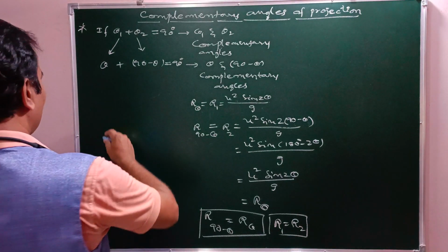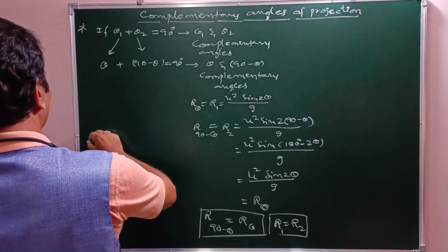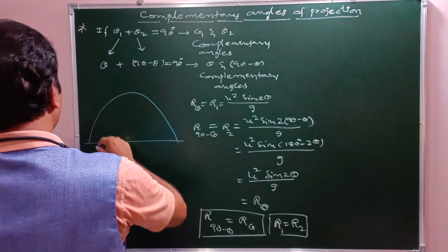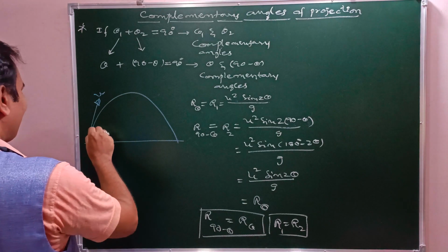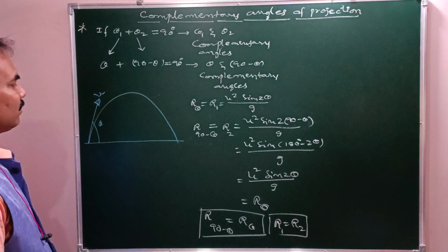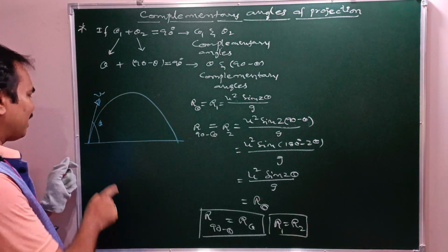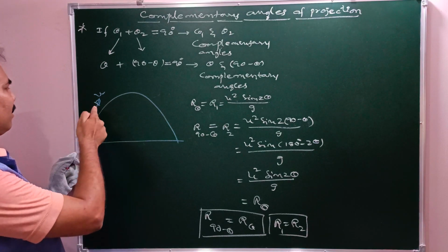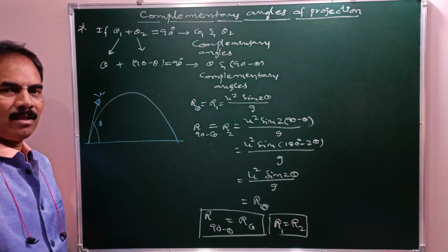Same thing I am representing here. Suppose the body is projected like that, with velocity u making an angle theta with horizontal. This is the parabolic path for one oblique projectile, where the body is projected at an angle theta with horizontal.